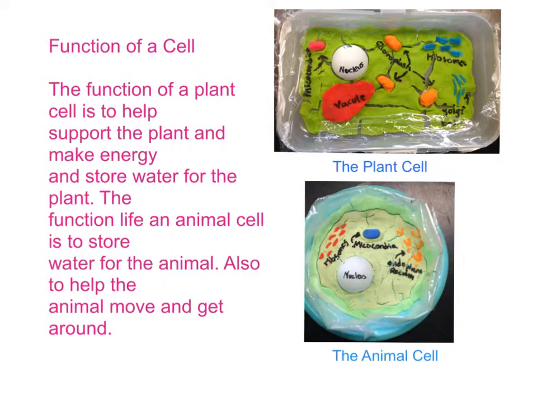The function of a cell. The function of a plant cell is to support the plant and make energy and store water for the plant. The function of an animal cell is to store water for the animal, also to help the animal move and get around.